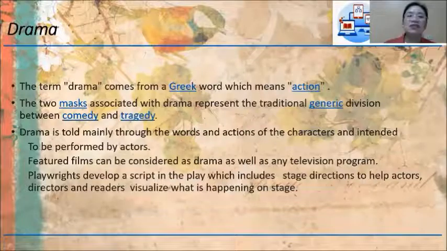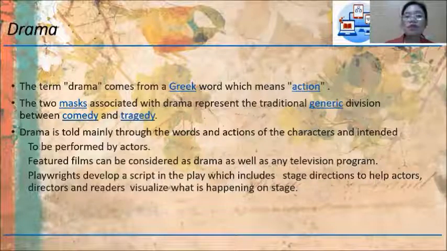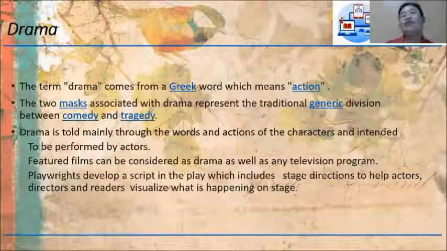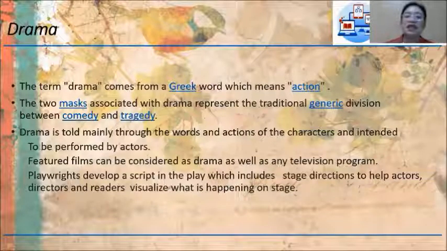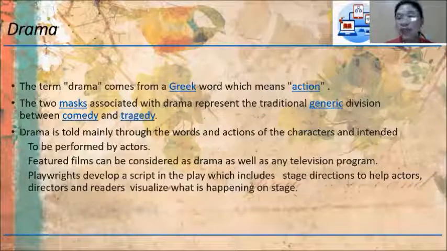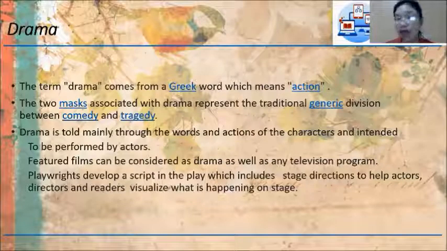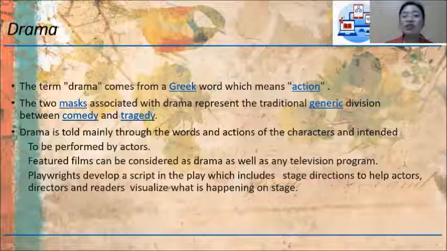So the term drama comes from a Greek word which means action. Now, the two masks associated with drama represent the traditional generic division between comedy and tragedy. So, drama could either be comedy or tragedy. Now, drama is told mainly through the words and actions of the characters and intended to be performed by actors. Now, featured films can be considered as drama as well as any television program.